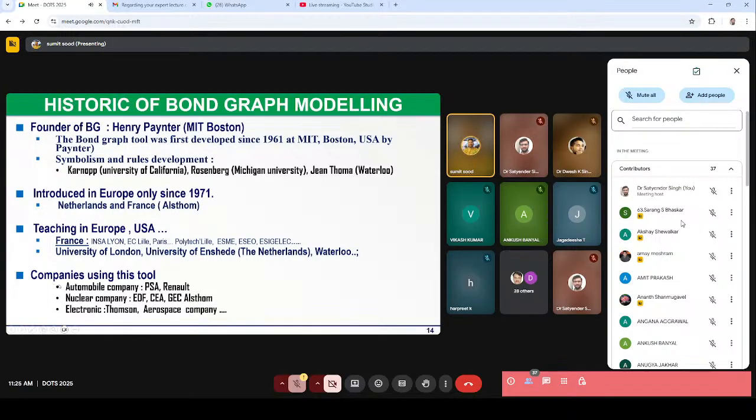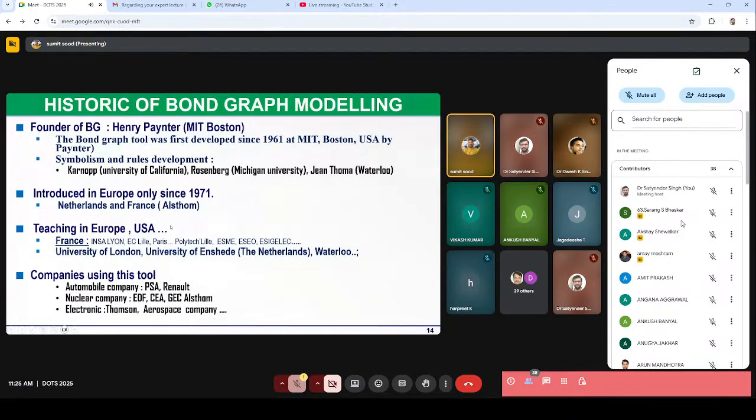And there are different companies in Europe that use these tools for modeling. For example, you might have heard of PSA. This was a car company, but it has been closed. Renault, everyone knows this company, so they use the bond graph approach. Then there are different electricity companies or nuclear companies that use this approach. And then there are aerospace companies such as Airbus, and even NASA also uses the bond graph approach. So this is quite a powerful tool that is being used by industry people and also in academia.